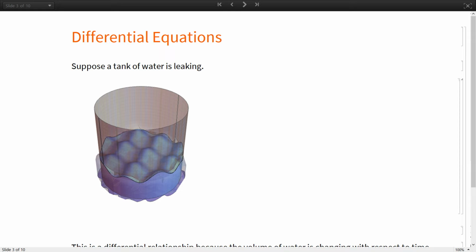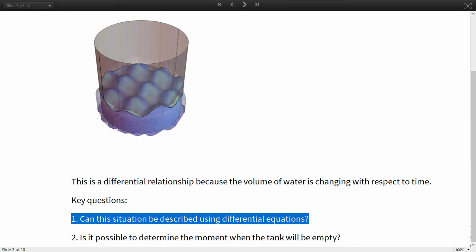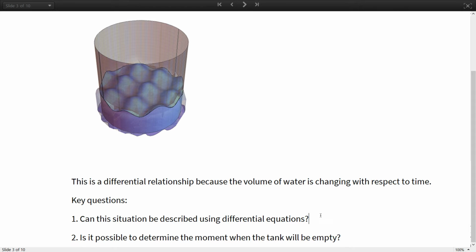Differential equations can appear in the models describing many physical situations. For example, suppose we have a tank of water that is leaking. We can identify this as a differential relationship because the volume of water is changing with respect to time. When encountered with such a system, the key questions to ask are, for one, can this situation be described using differential equations? Such a differential equation to model this situation would be an equation involving the function describing the volume of water in the tank, as well as derivatives of that function with respect to time, to model the amount of water that is flowing into and out of the tank.